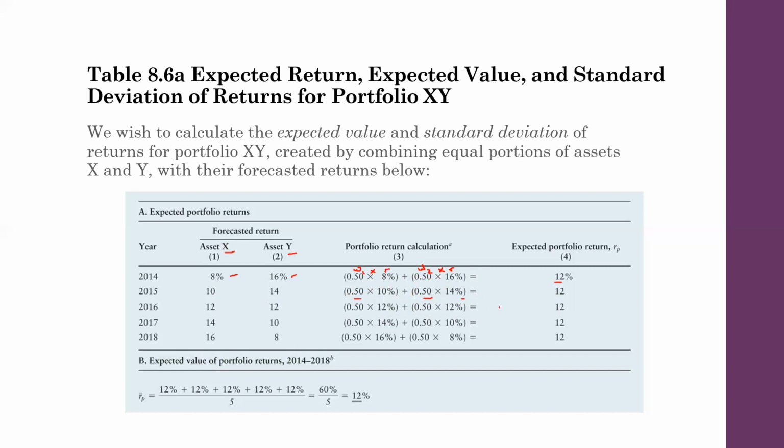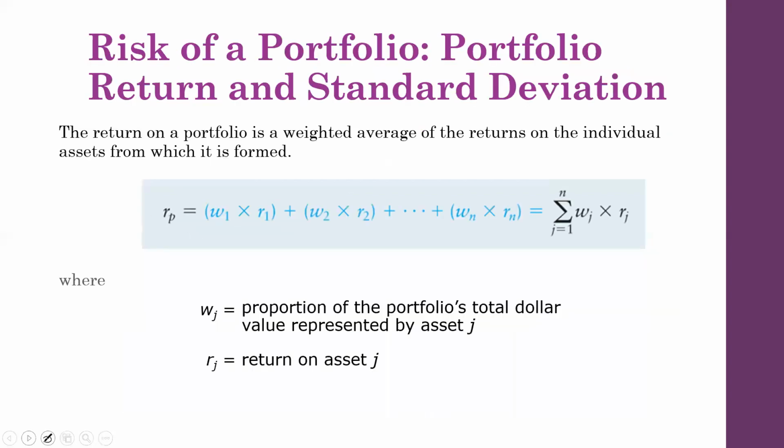To get the expected return mean, we sum the returns and divide by the number of returns. There are 5 returns, 1, 2, 3, 4, 5, 5 years. Each is 12, so 60% divided by 5 gives us 12%. So the return on this portfolio is 12% using the weighted average. Now, how do we find the risk?